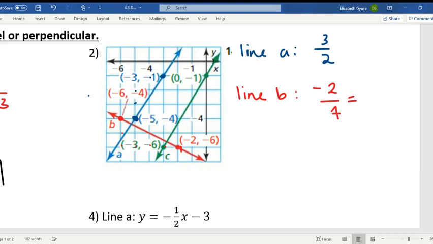Are we following along with this? Okay. Can you reduce -2 over 4? Yeah, by what? By 2. -2 divided by 2 is -1. 4 divided by 2 is 2. So this one has a slope of -1/2.